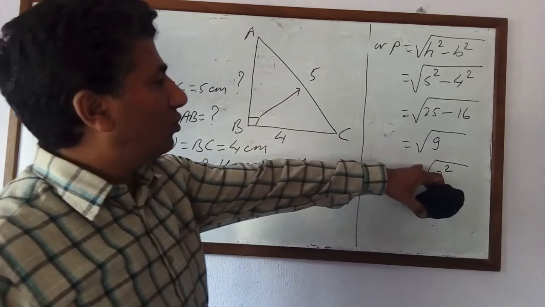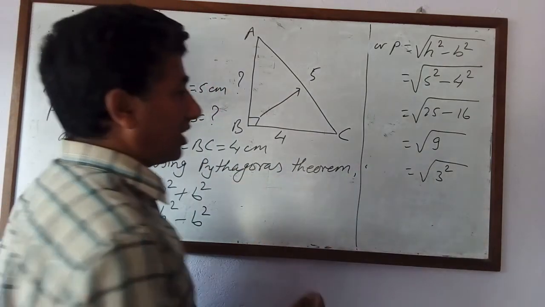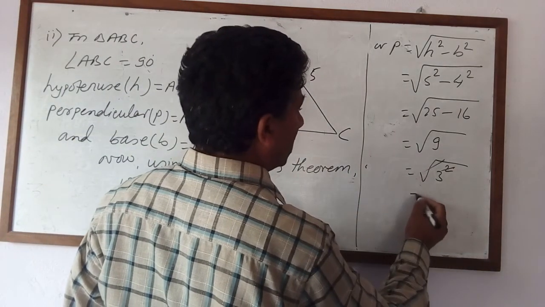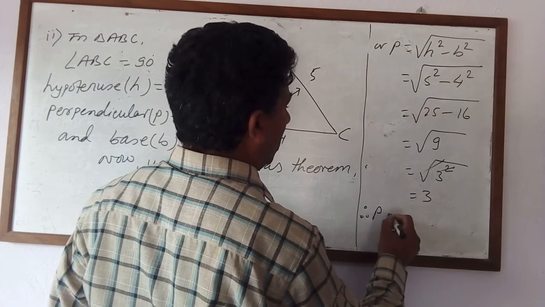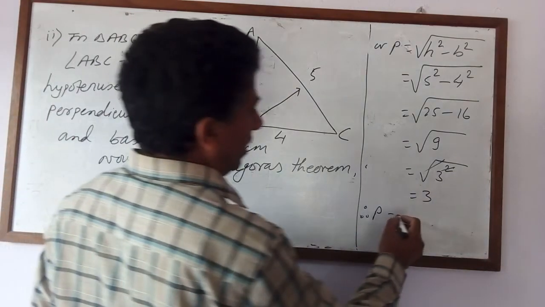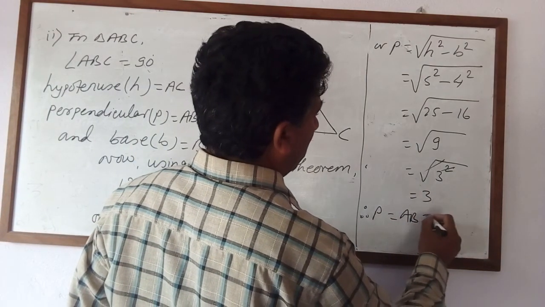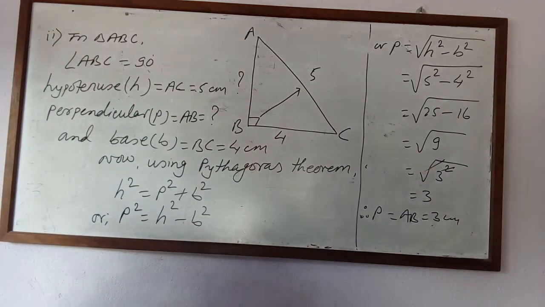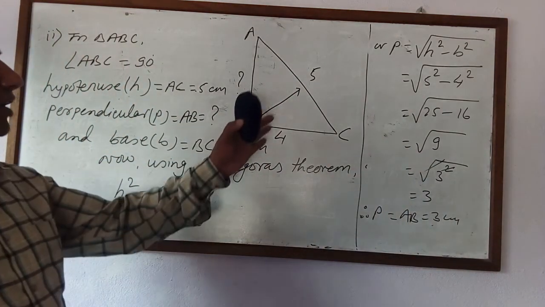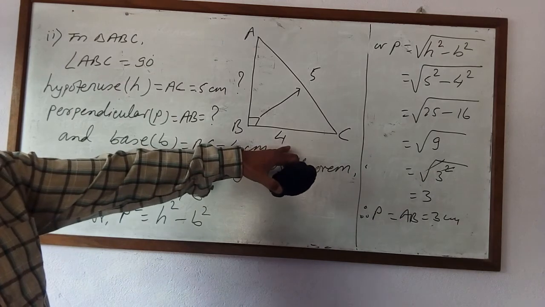Now here also 2, here also 2, again laws of indices, remember that. Then this and this cancel, that's why 3. Therefore perpendicular P, meaning side AB, is 3 centimeter. In this way we can find the missing side. Now I did 2. Now similarly B also you can do.